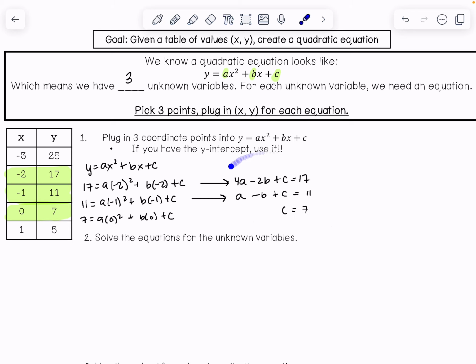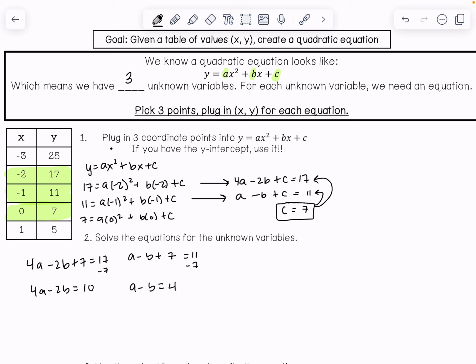Now that I have a three-variable system and three equations, I can go ahead and solve this. I almost consider using the y-intercept cheating because it gives you one of the values off the bat. I don't have to solve for c. I have it, and I can plug that into both of these equations to help me solve it. That's going to be my very first step. That gives me 4a minus 2b plus 7 equals 17. If I bring that 7 over, I have 4a minus 2b equals 10. My other one, a minus b plus 7 is equal to 11. And once again, I'm bringing that 7 over, and that gives me a minus b equals 4.